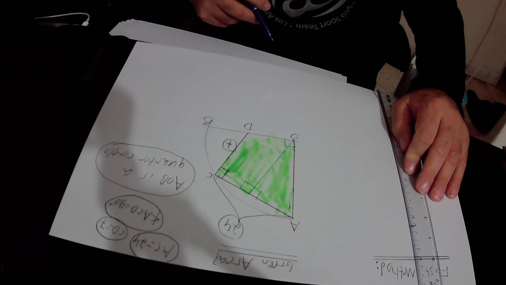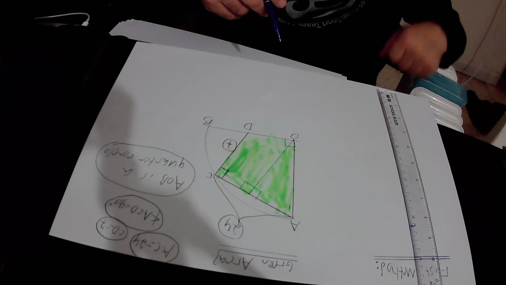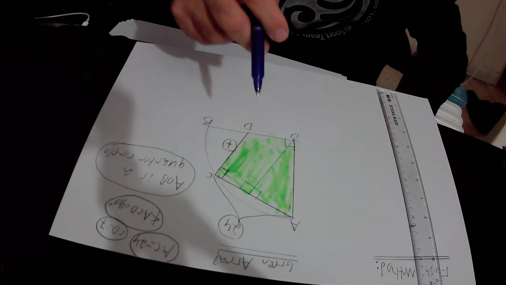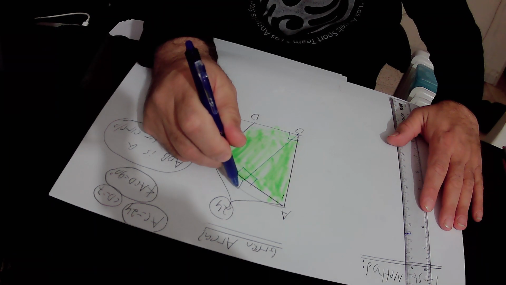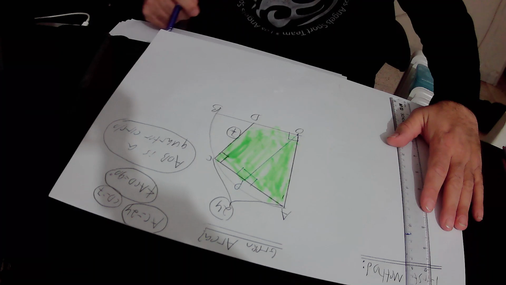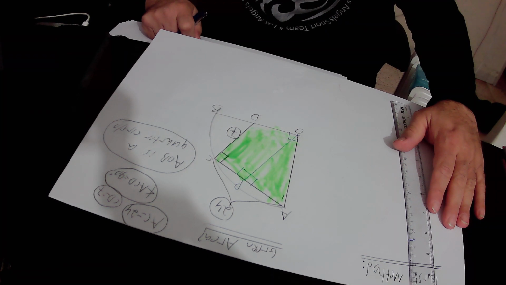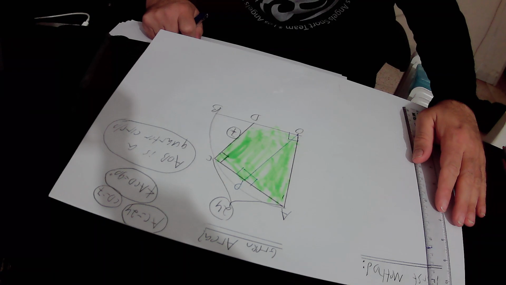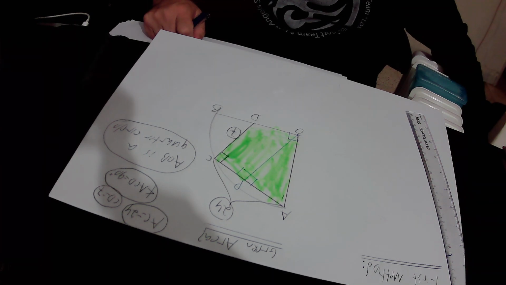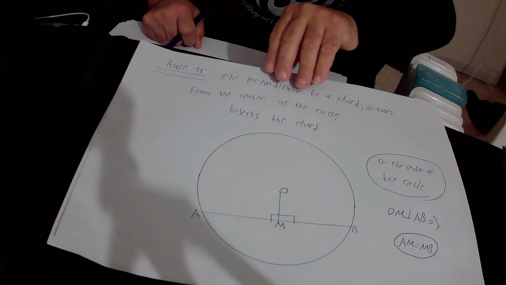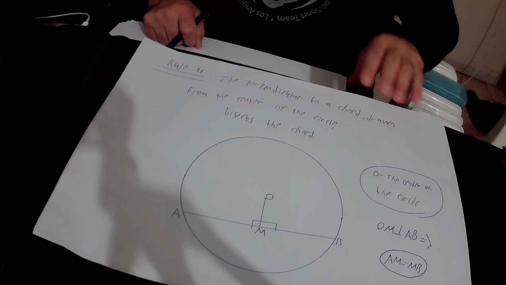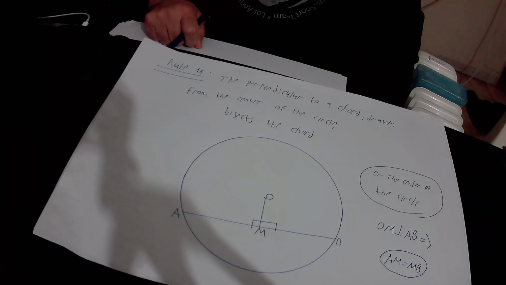We define the point of tangency of the perpendicular from point O and AC as P. And here we have rule number 11. According to rule number 11, the perpendicular to a chord drawn from the center of the circle bisects the chord.